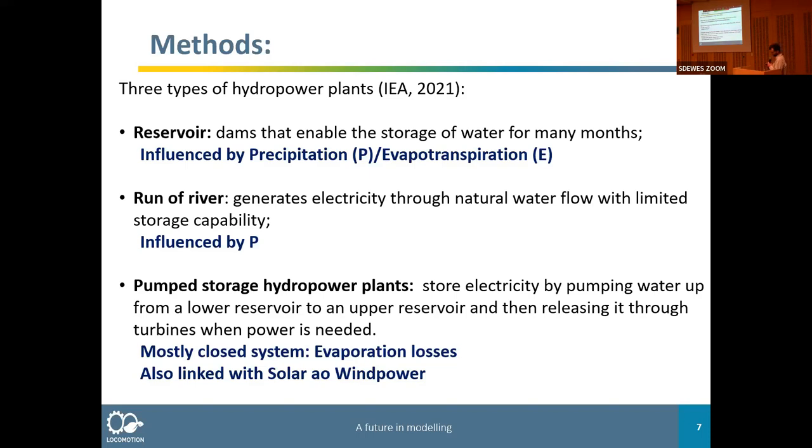So in our work, we didn't divide into these three types of hydropower plants because we don't have sufficient data in most of the world. So we have good data for Europe and for other regions. But for example, in Africa, it's difficult to find this kind of data.